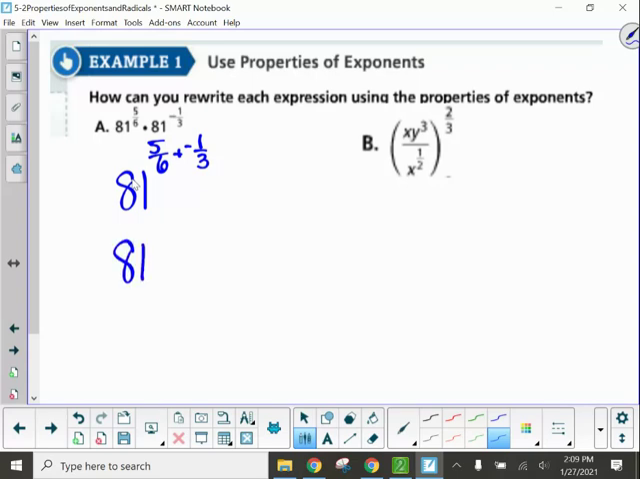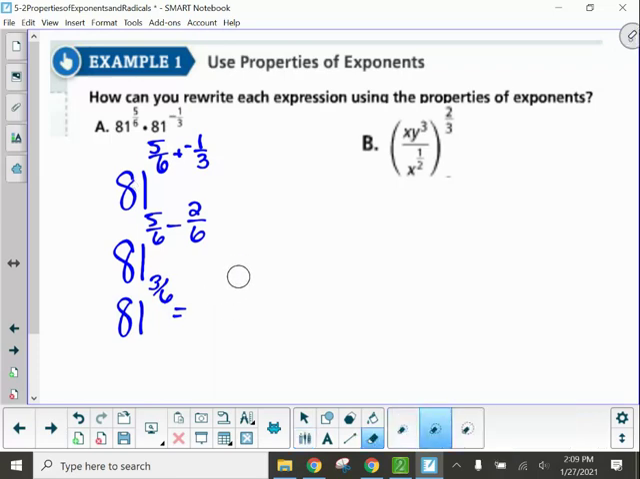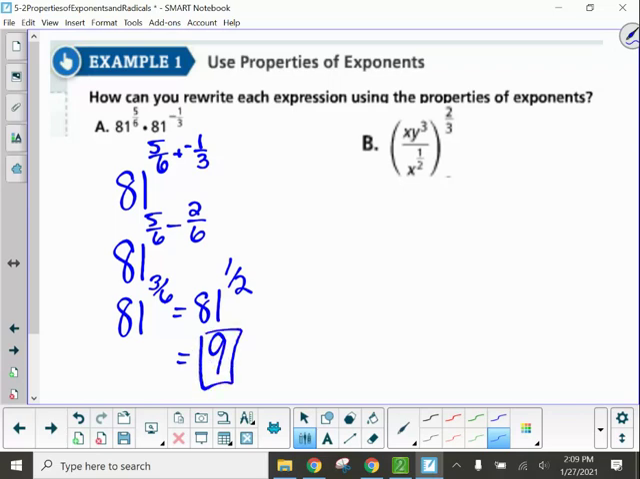Well, we need a common denominator in order to combine those. Your common denominator is 6. 1/3 is going to become 2/6. So this is 81 to the 3/6 power, which is 81 to the 1/2 power, and if you recall, 1/2 means square root. So the square root of 81 is 9. So that complicated looking problem in the beginning is really the same thing as 9.